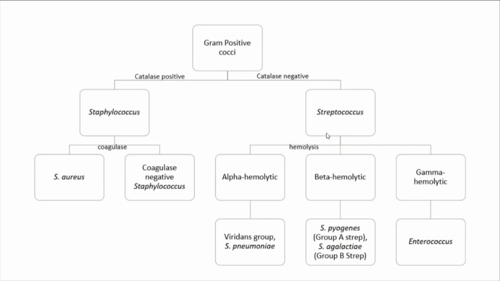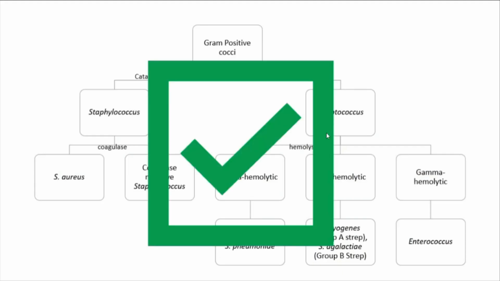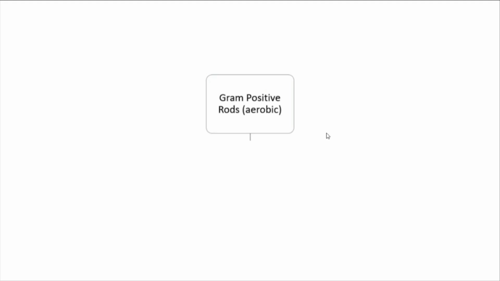Fun facts. Okay, so that's all the gram-positive cocci. Nice review. Gram-positive rods, we focused on aerobic for this. I think the anaerobic bacteria are covered in a separate talk, and then the filamentous gram-positive rods like Actinomyces and Nocardia, those things are also covered in separate talks.